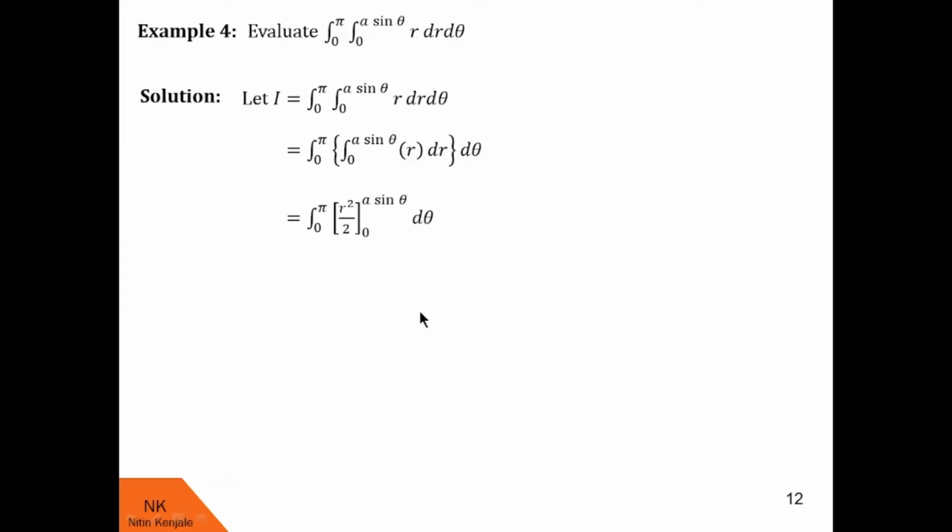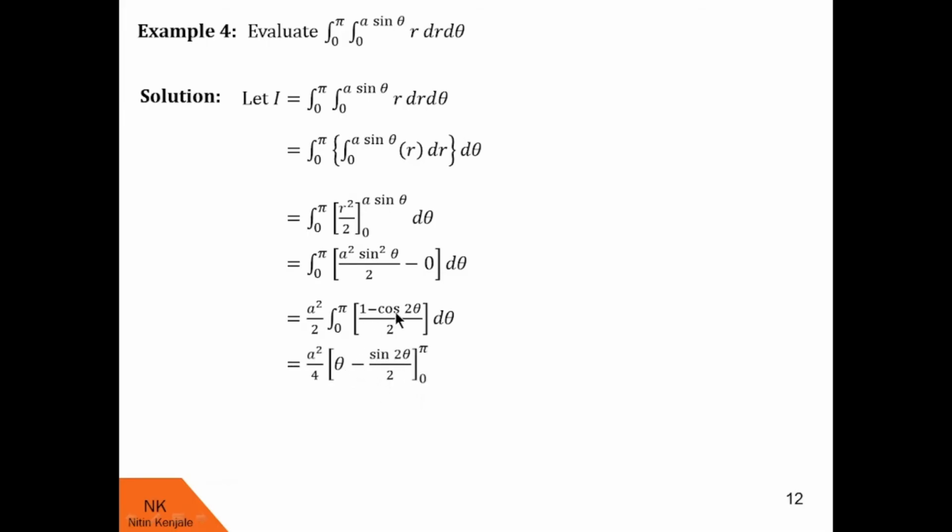So let us evaluate this inside integral with respect to r. Integral of r is r square by 2 over the limit 0 to a sine theta. Now let us substitute these limits in r. So after substitution, we will be having a square sine square theta upon 2 minus 0 by 2, that is 0. Now this a square by 2 is constant, we can take it out, and this sine square theta can be written as 1 minus cos 2 theta by 2. This 2 we can also take out, and outside we will have a square by 4.